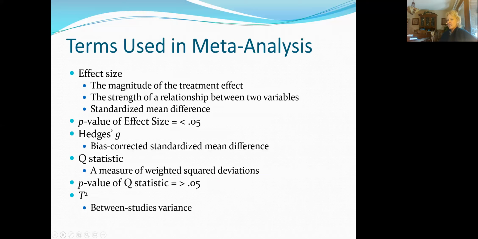The Hedges G is something you may see as you're reviewing articles, and it's a bias-corrected standardized mean difference. The Q statistic you may see as well. It's a measure of a weighted square deviation. The p-value of the Q statistic is greater than or equal to 0.05, so the opposite of your p-value for the effect size. And the tau squared is the between studies variance.